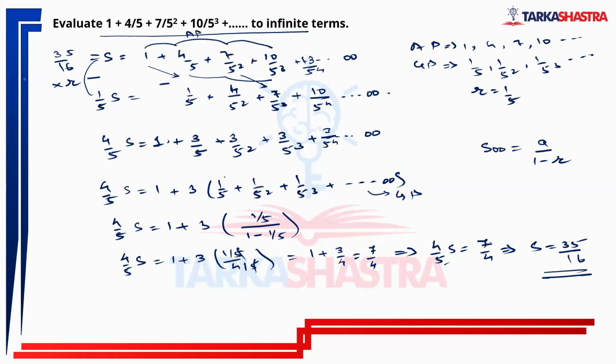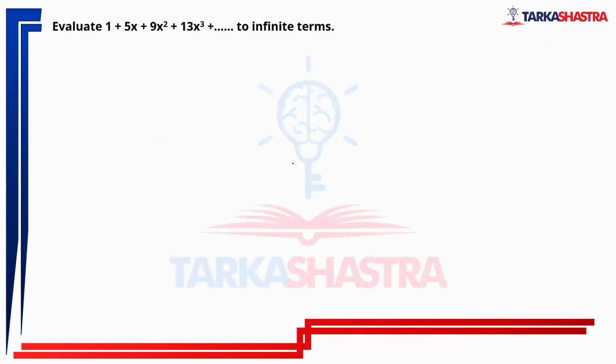The only method that we have to follow or remember in AGP is that we multiply the whole term by the common ratio. Let us try to implement it here as well. Again, this is an AGP where arithmetic progression is 1, 5, 9, 13, and geometric progression is x, x square, x cube, and so on.